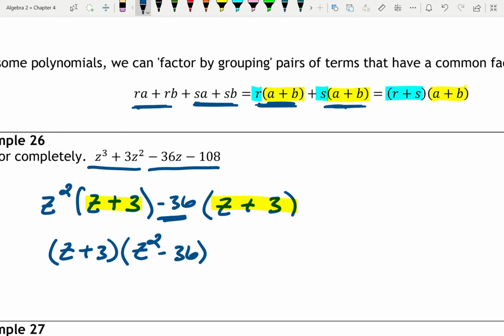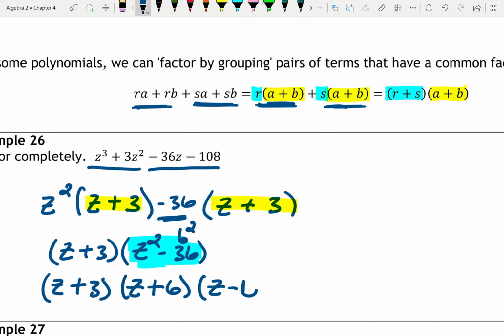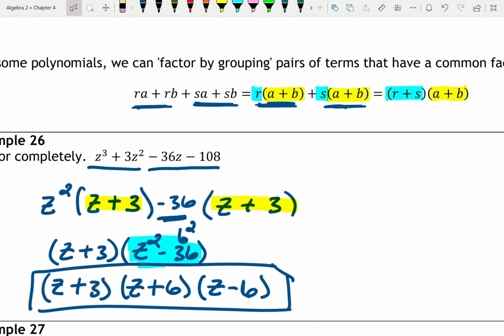And then we're still not done, because this is 6 squared, so this binomial right here is a difference of 2 squares. So I can factor it to be z plus 3, and then z plus 6, z minus 6. And there we go. That difference of two squares, like I said earlier, just kind of pops up in problems, and it's very common for people to miss it.